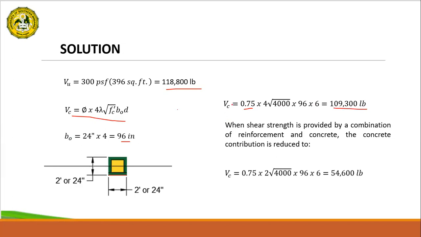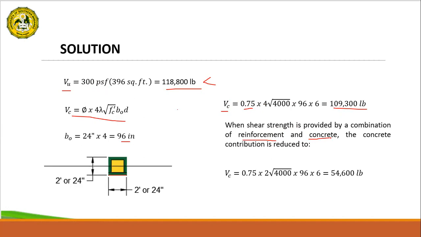So ang VC natin is less than the VU. So meaning to say, kapag mas malaki ang VU natin, then our design shear strength, kasi lalagyan pa natin yan ng reduction factor, lalong delete ito. So meaning to say, hindi siya adequate, no? It cannot resist the punching shear caused by the factored load due to 300 pound per square foot. So kailangan we need to provide a combination of reinforcement and concrete.